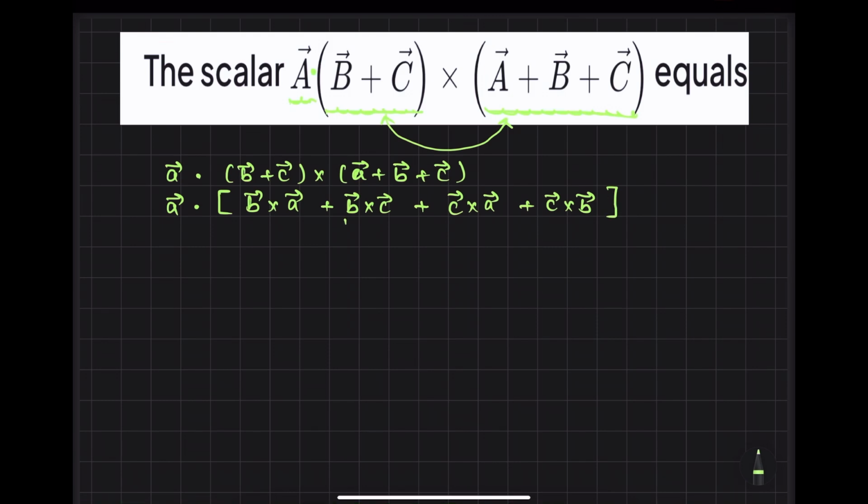Now here if you observe, it is B cross C, it is C cross B. So if you change the location, here we will have a minus sign. So can I say that this thing is gone? We are left with this thing and this thing. We cannot simplify that part a little bit further. So it is B cross A plus C cross A.